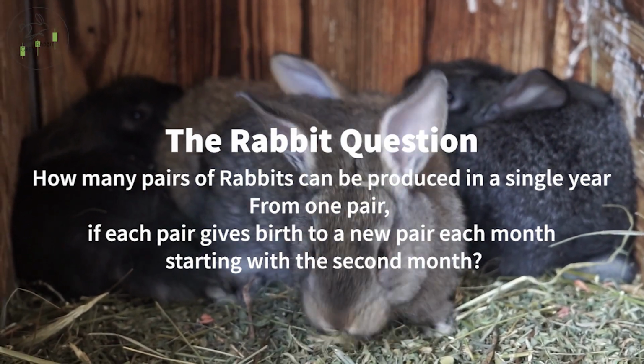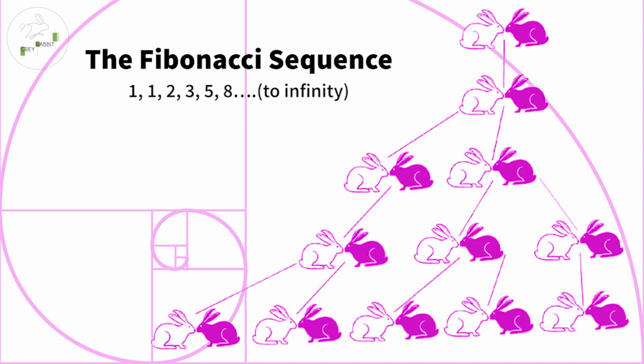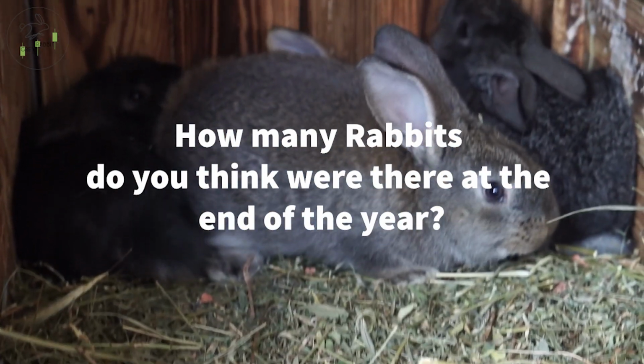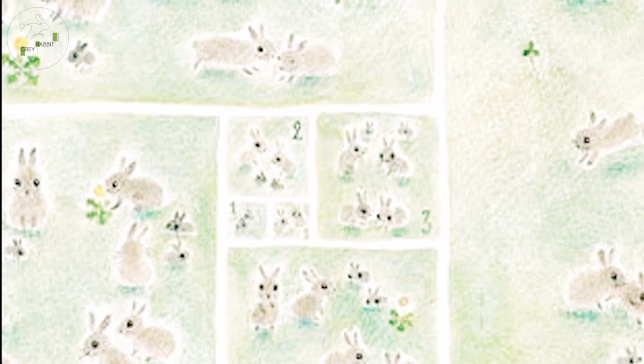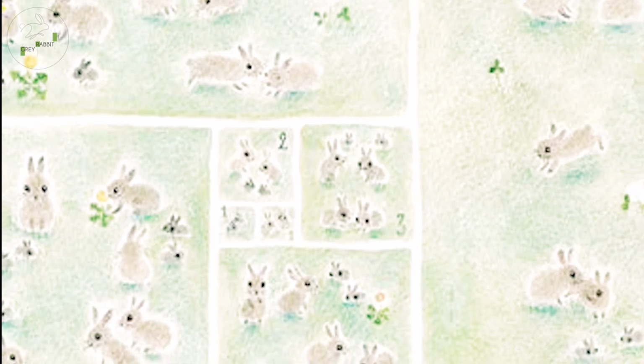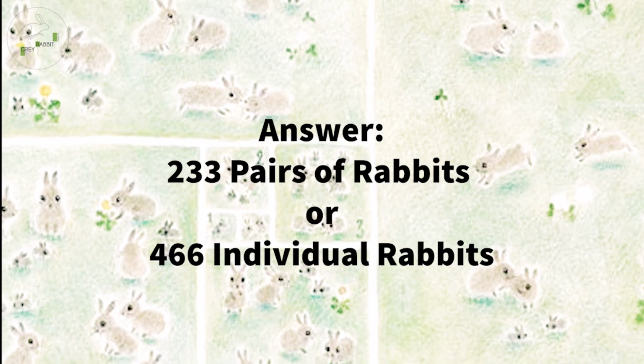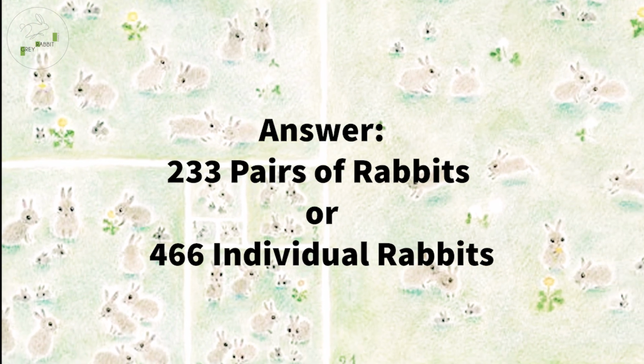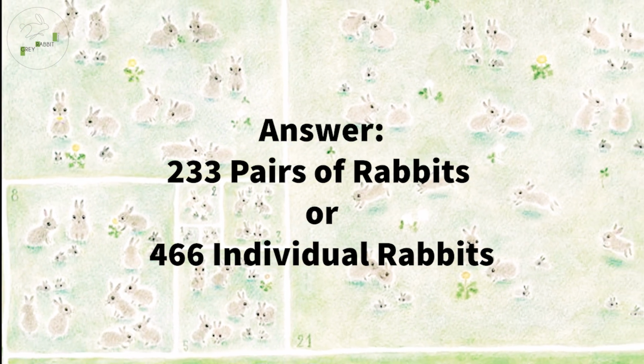So using the rabbits as an example, calculating the Fibonacci numbers is as easy as 1 plus 1 equals 2, 1 plus 2 equals 3, 2 plus 3 equals 5, 3 plus 5 equals 8, and so on and so on. How many rabbits do you think there were at the end of the year? The number of rabbits grew astronomically following the Fibonacci sequence of numbers. The total number of rabbits at the end of the year was 233 rabbits.